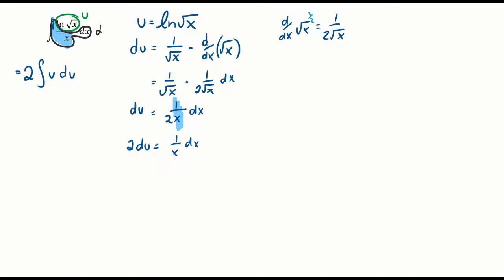All right, pretty neat. It just became the integral of u du, and that's a power rule, so it's 2 times u squared divided by 2 plus c, which is equal to u squared plus c, and since u is the natural log of the square root of x, it's going to be that squared.